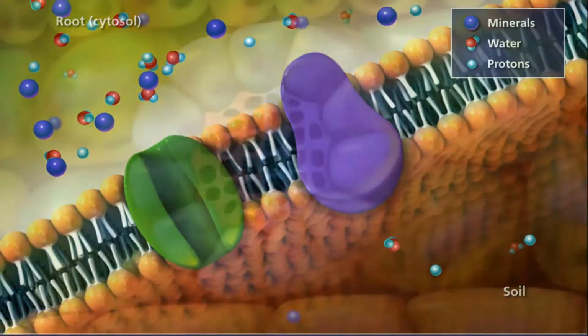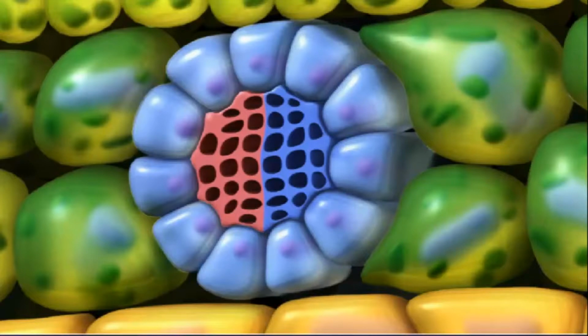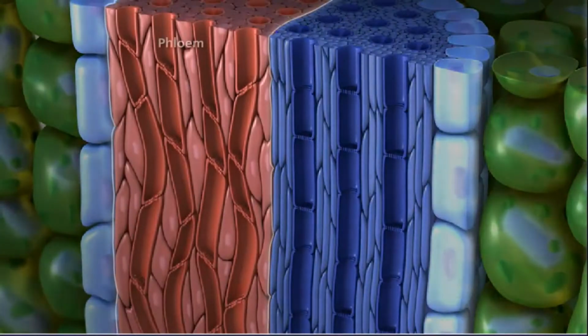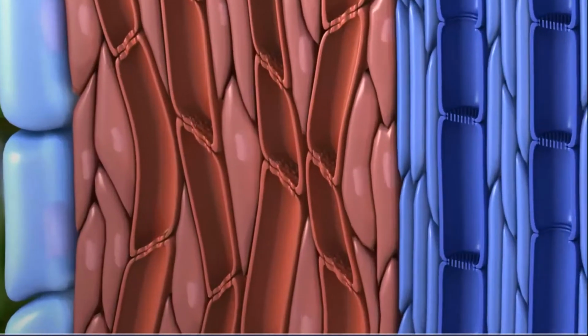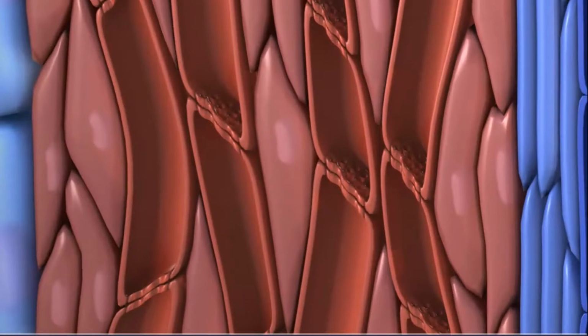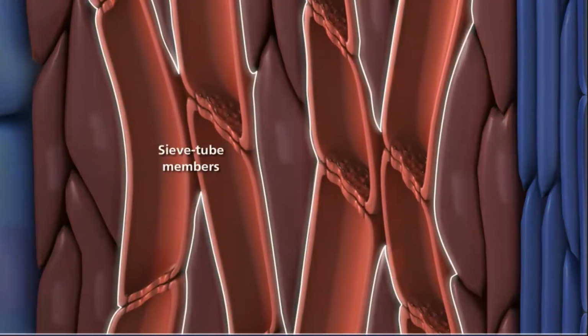The other main vascular tissue is phloem. Phloem transports carbohydrates and amino acids that are produced in the leaves to cells in the roots and stems where they are used and stored. Conduction in phloem is carried out through two kinds of elongated cells, sieve cells and sieve tube members. Most angiosperms contain sieve tube members.